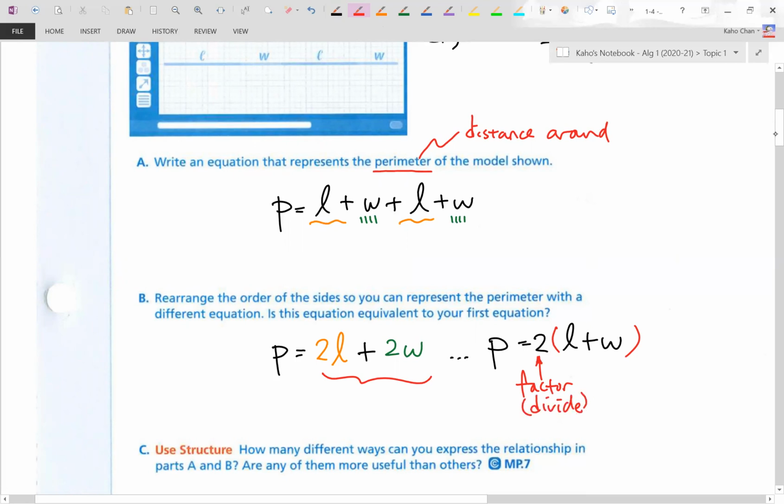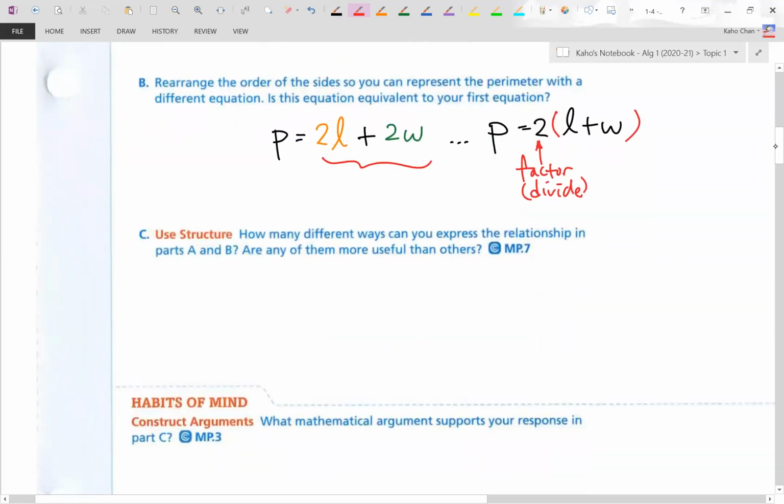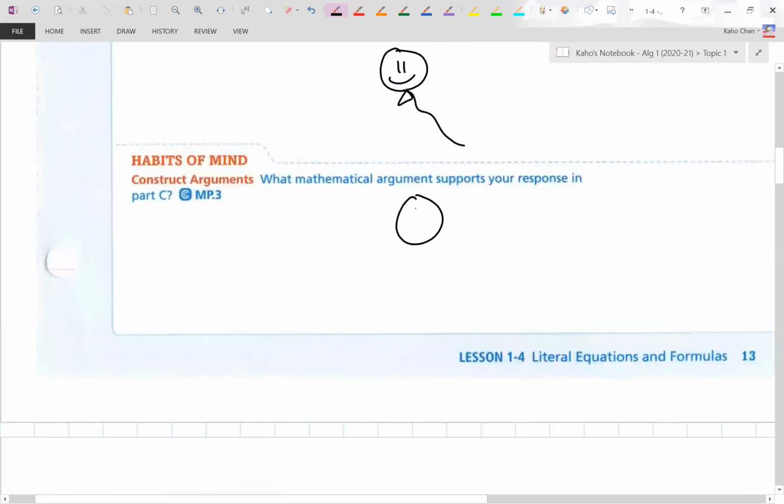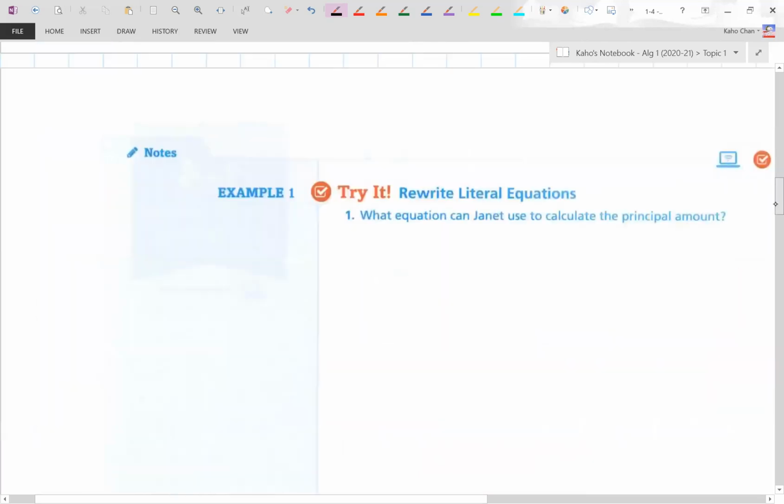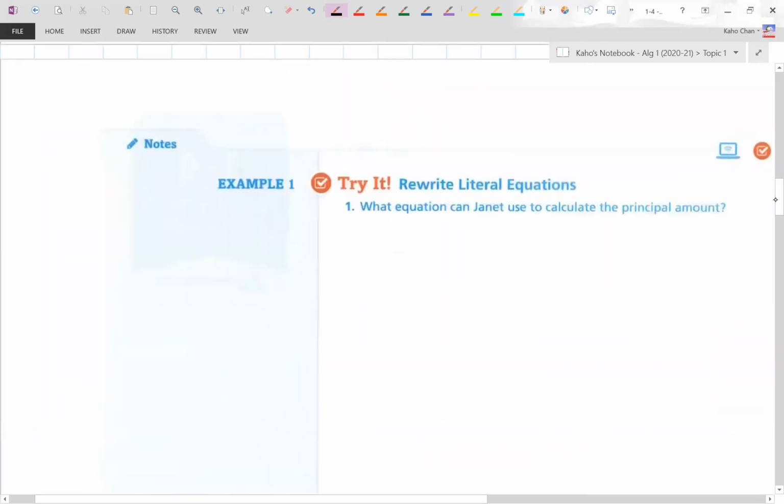All right. And no matter which formula you use, you'll get the same answer. We're going to go ahead and skip to the next page. Turn to page 14, please. Here we go. All right.